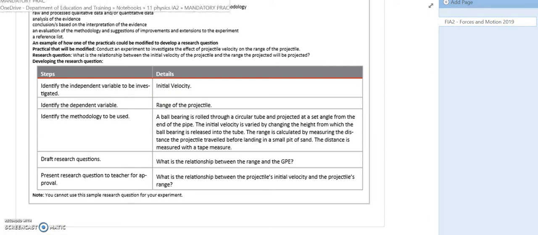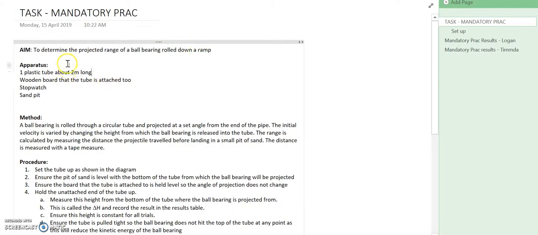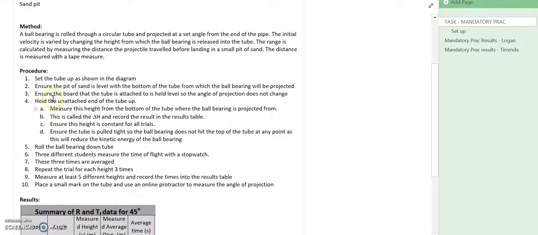So I went and did up a prac write-up. The aim is to determine the projected range of a ball bearing rolled down a ramp. There's a list of the apparatus that we have here and a method. And if you remember, we held the end of the pipe up at different heights and dropped the ball bearing down through the tube. And there's a step-by-step procedure here.